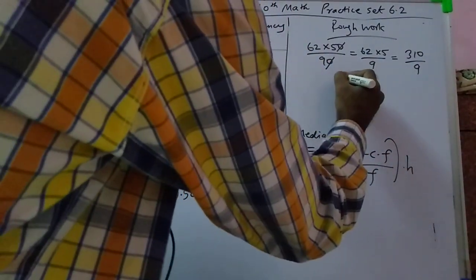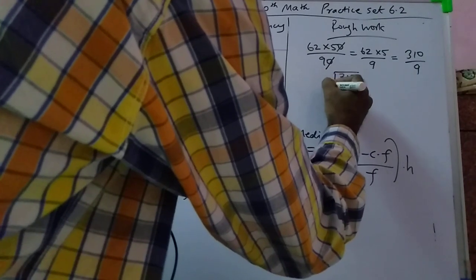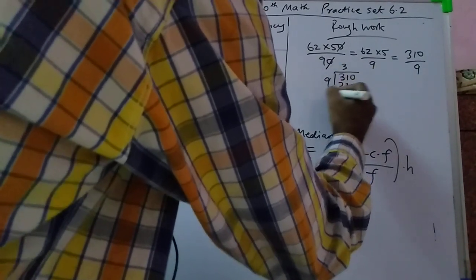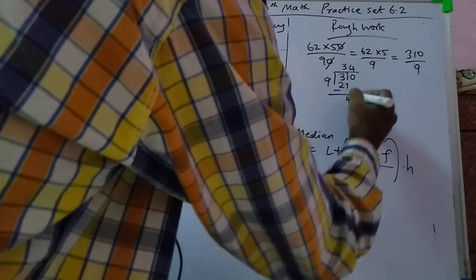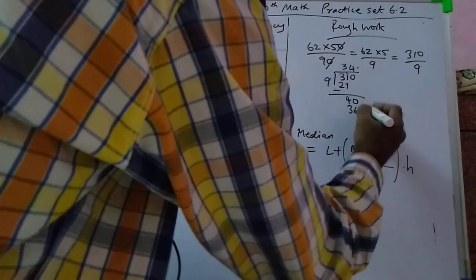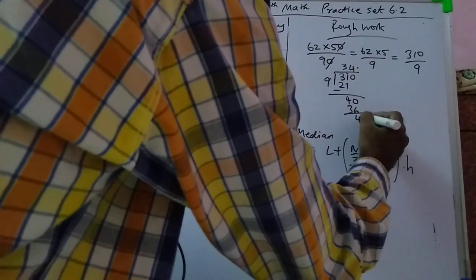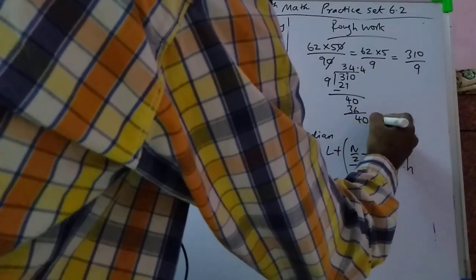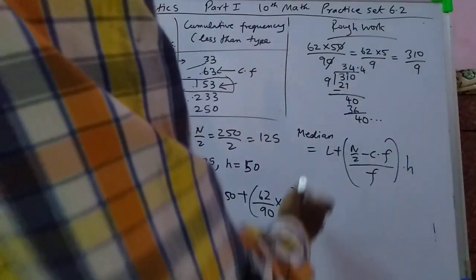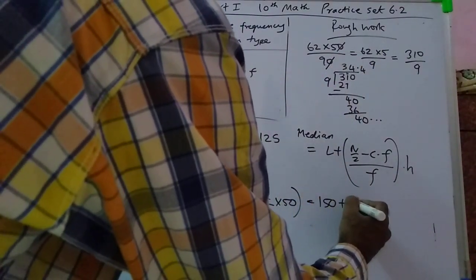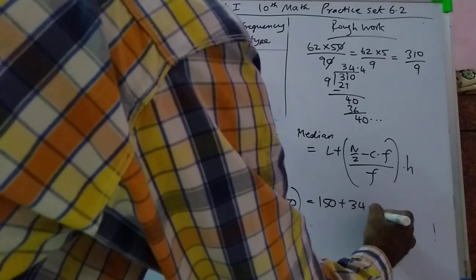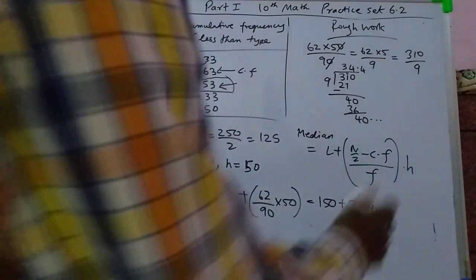Okay. 310 upon 9. 9 3s are 27. Subtracted, you get 40. So 9 4s are 36, remainder 4. Then again 0, 4. So it will go on like this. So stop it here. This value put it here. So it will become 150 plus 34.4. That will add it.